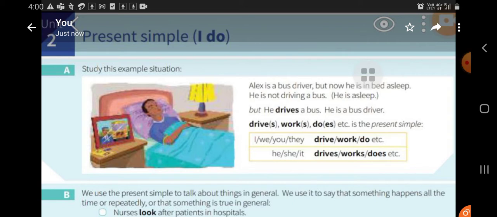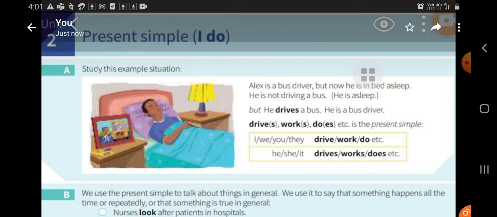This is the Grammar and English Communication Development course. This is the first lesson, though it is Unit 2. This is the present simple, first lesson.